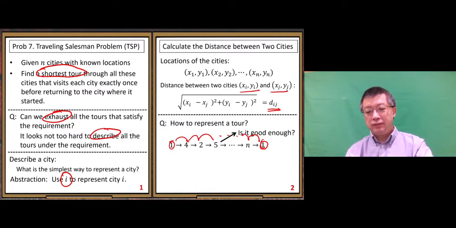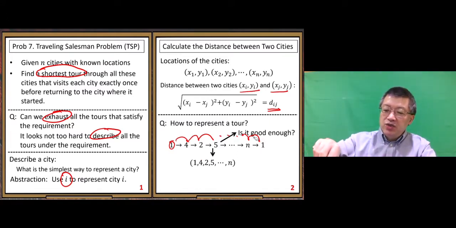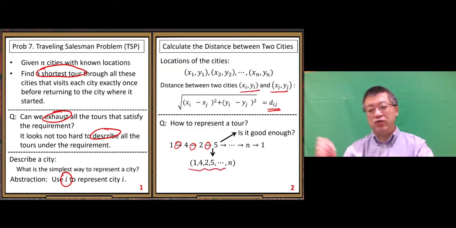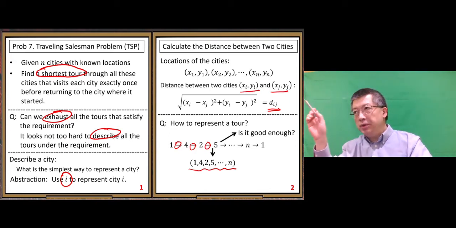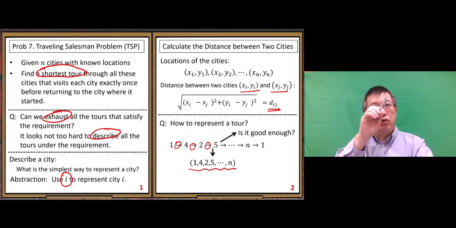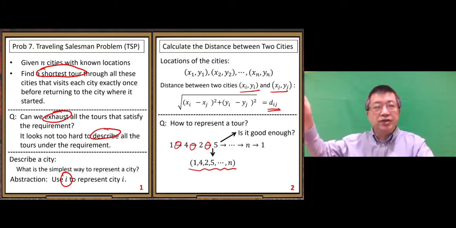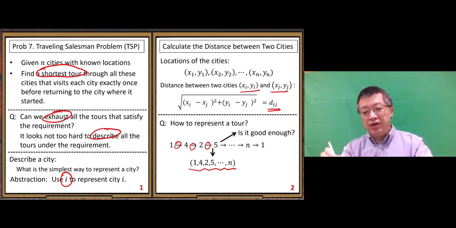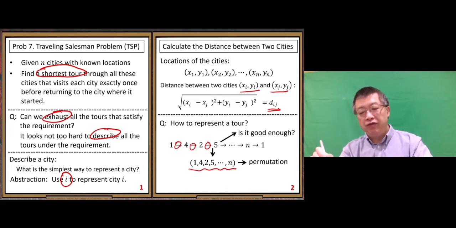The question is, is this representation good enough? Actually, we can simplify it further, right? All these arrows, why do we need them? We don't. So we can simplify it this way: just a sequence of ordered numbers. It should be ordered because in a tour, the order of the cities is important. So here you can see our new representation corresponds to a concept we learned before, permutation.